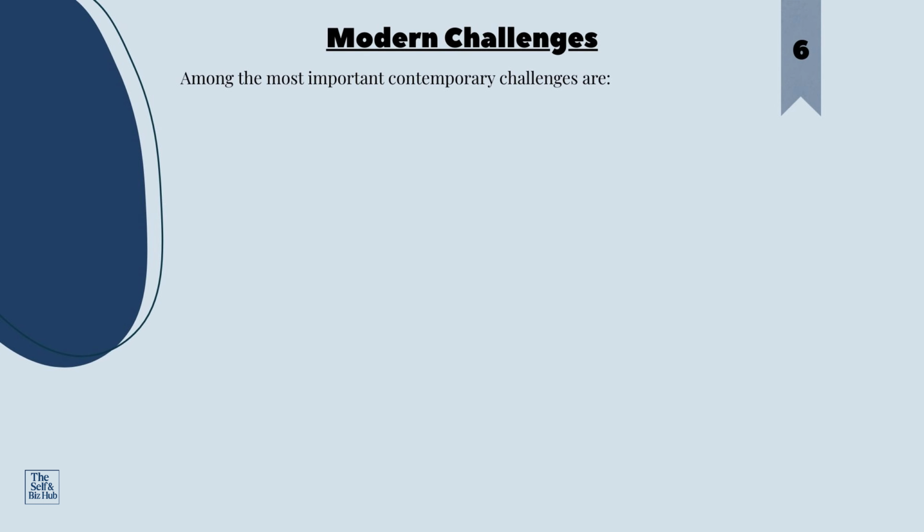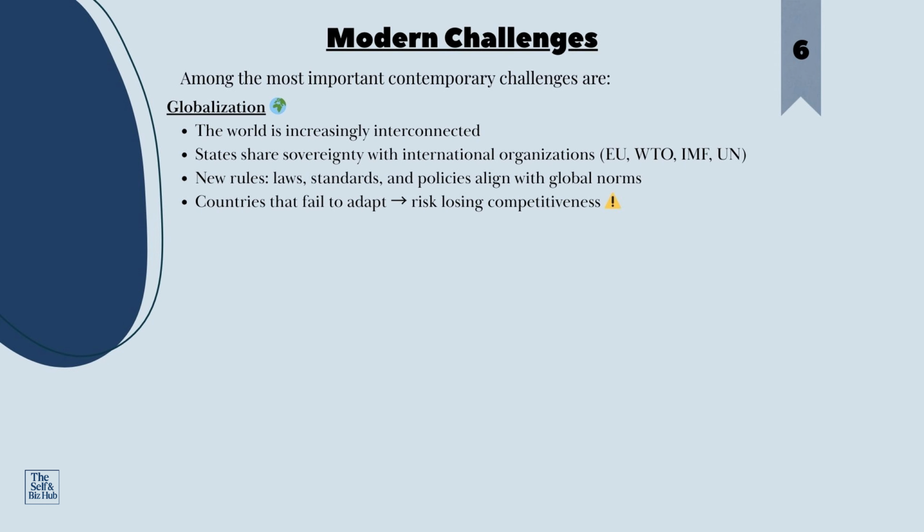Modern challenges. Institutions are not static. They evolve with the world. Today, they face new challenges that demand adaptation and innovative solutions. Globalization. The world is increasingly interconnected. States cede parts of their sovereignty to international organizations, the EU, WTO, IMF, UN. This creates new rules. Laws, standards, and policies must align with global norms. Countries that fail to adapt risk losing competitiveness.